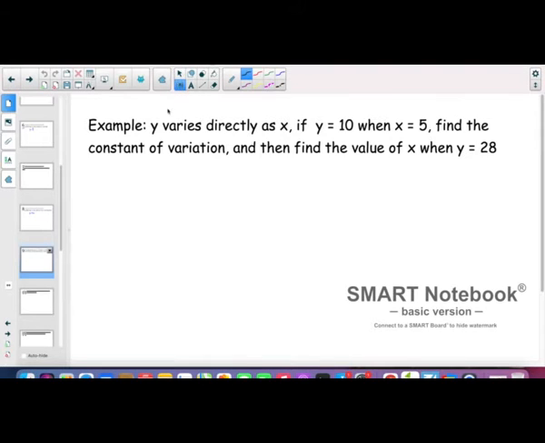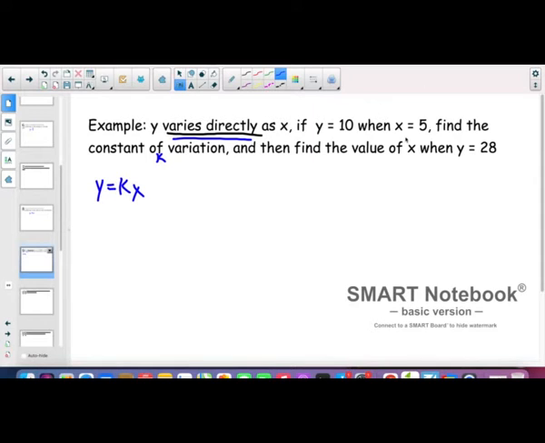For the first one, it says y varies directly as x. If y equals 10 when x equals 5, find the constant of variation. So the first thing we're going to do is find our k value, k being our constant of variation. And then find the value of x when y equals 28. Okay, so y varies directly, so that means y equals k times x, because varies directly is kx.